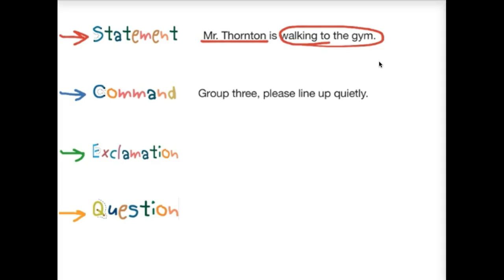A command sentence also ends with a period, but it's asking you to do something. Group 3, please line up quietly. The naming part, or the subject, is group 3. The telling part, or what they're doing, the predicate, is line up quietly.